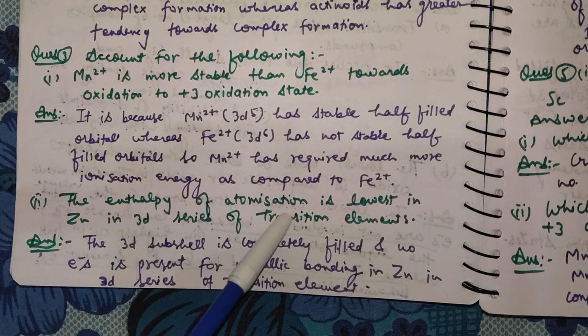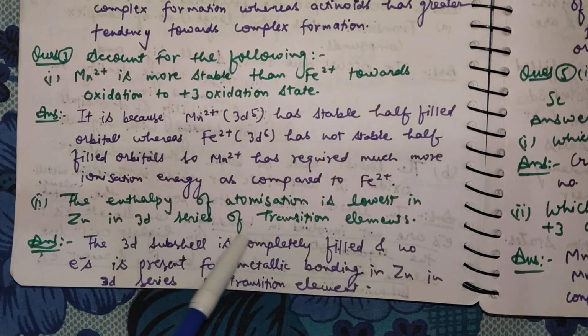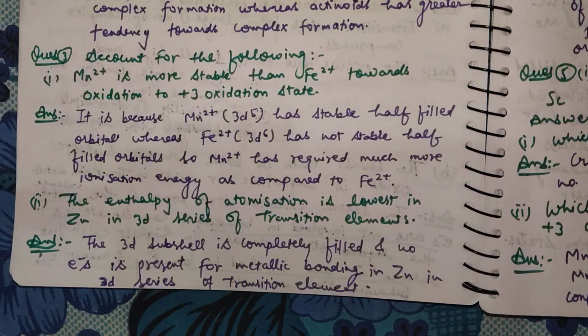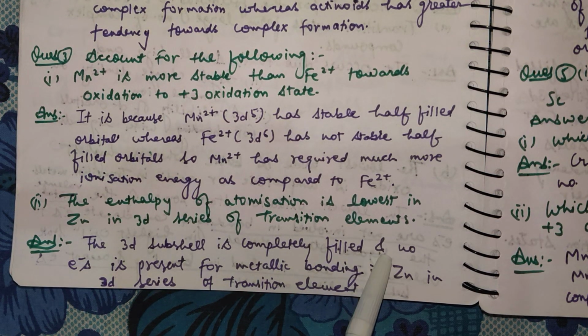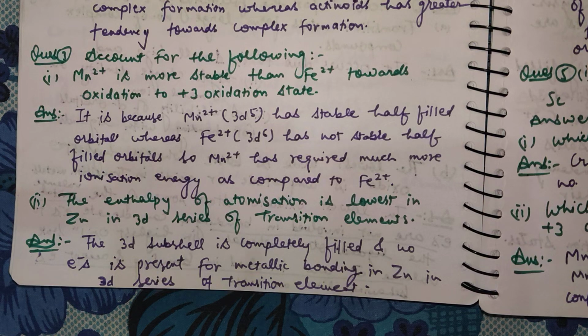Next, the enthalpy of atomization is lowest in zinc in the 3d series of transition elements. This is because the 3d subshell is completely filled and no electron is present for metallic bonding in zinc. So these were some questions which are very important from the examination point of view, and you can prepare these questions on the basis of the properties of transition elements.